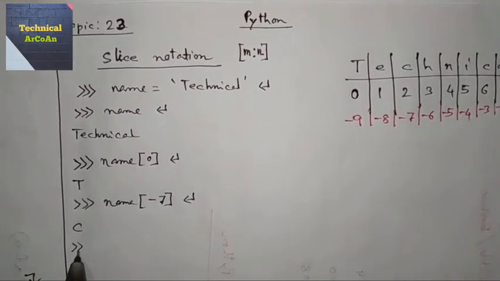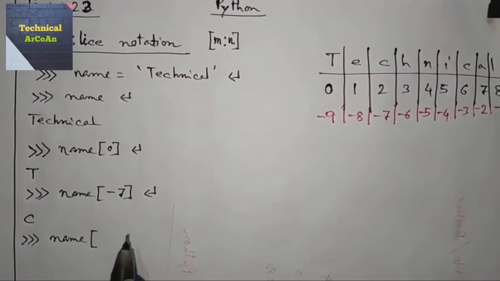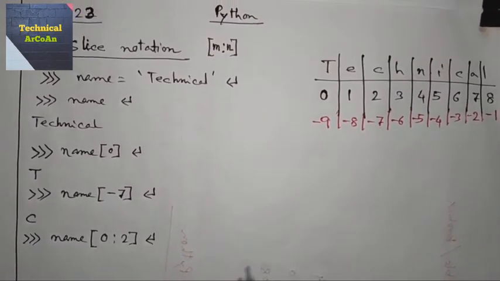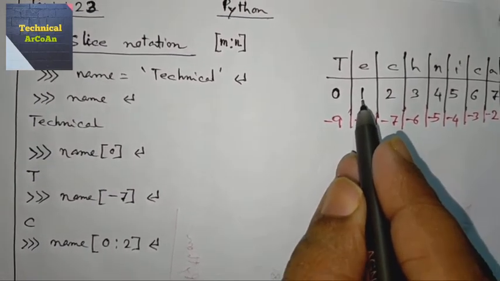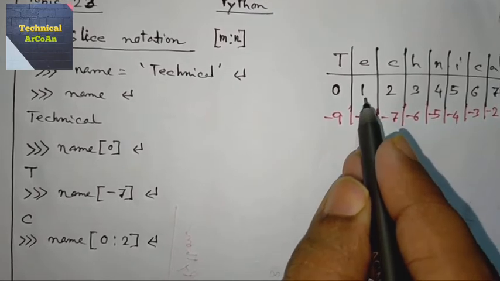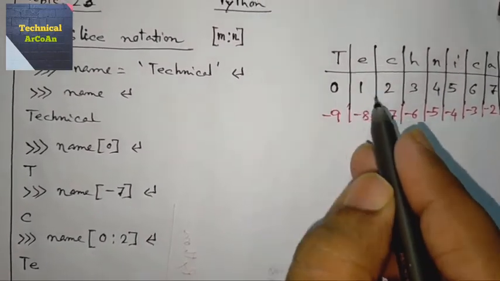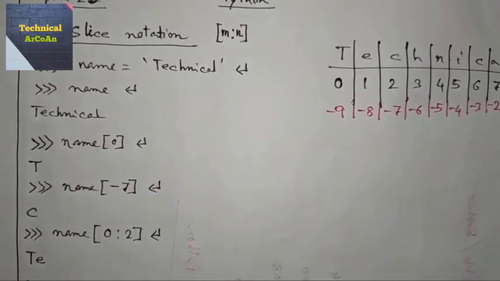Okay. For another example, suppose we are now using the slice. Suppose we write here 0:2. So 0 means it will start from there and go up to 1, because one less should be there. So it will print just TE, because the 0 position is T, and just before 2 is 1, so E is there, so TE will be the output.